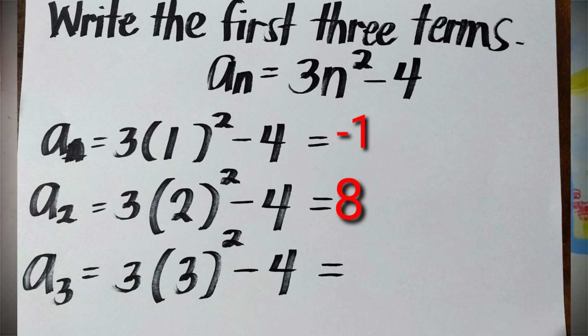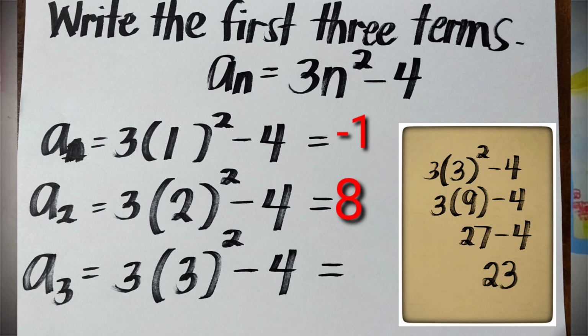Last term. 3 naman ang isa-substitute. So we have 3, quantity 3 squared minus 4 equals 23. Why 23? Uunahin ang 3 squared, which is 9 times 3 is 27, then 27 minus 4 is 23.